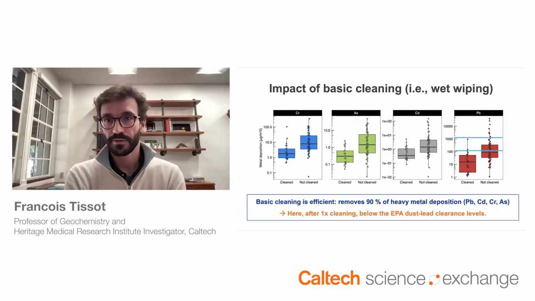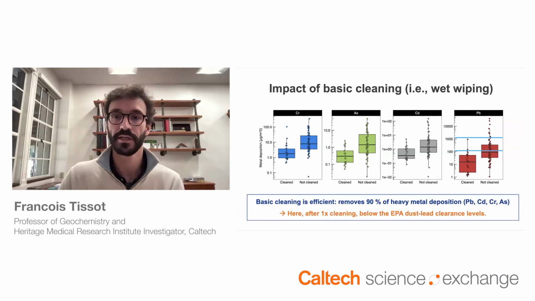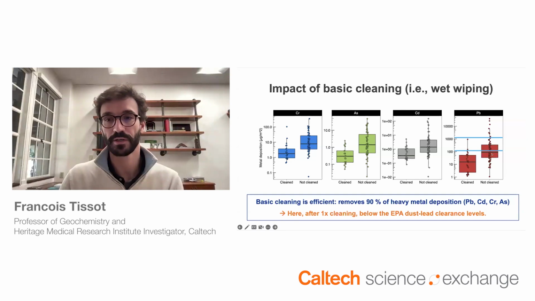Now, how much cleaning do you need to do and how effective is that going to be? Again, we're looking at the 4 elements here. This time, the left box is showing the levels of the heavy metals after cleaning, while the right box is showing the levels before cleaning. And again, the 2 blue lines are the floor and the window sill EPA clearance thresholds.